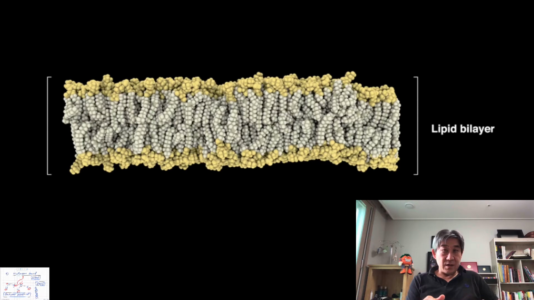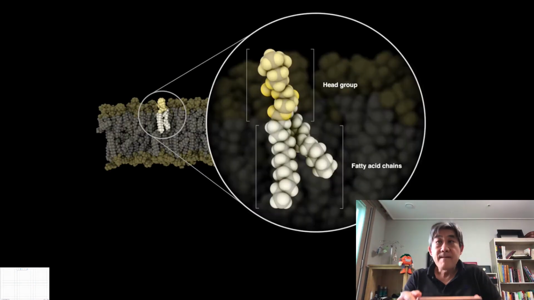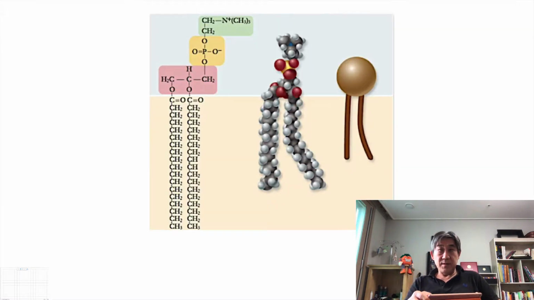One such event that can take place spontaneously is the cell membrane. Chemically, the individual chemical component of the cell membrane is a specific type of lipid called phospholipid, and this is the structure, the model of the phospholipid.